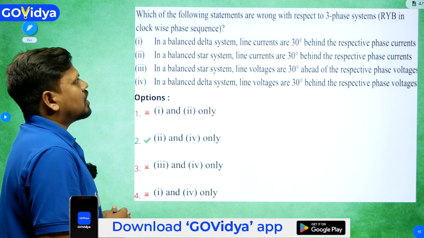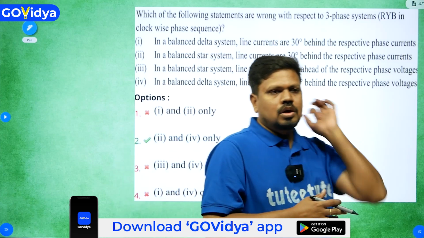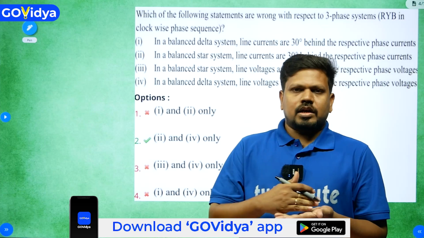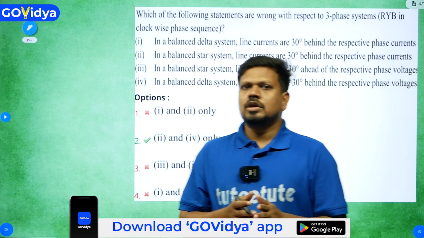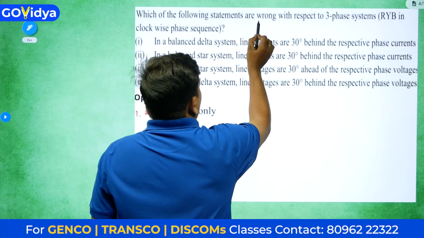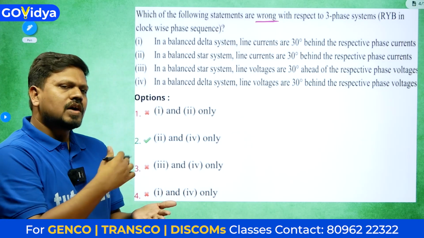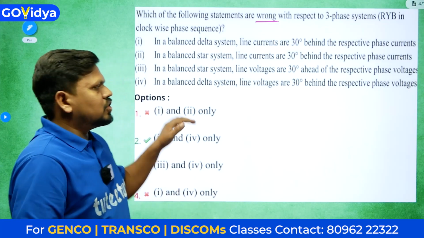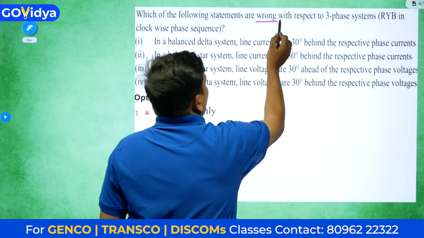Which of the following statements are wrong with respect to three-phase systems? I want to tell you one thing about this question. Whenever there are statement-type questions, or questions where true or three options are correct, immediately you need to see what they are asking. I think many students have made mistakes in this one. Which of the following statements are wrong? Whenever you see this, immediately put it in your scribble pad, or if it is an offline exam, underline that. Either they are asking for wrong or correct, otherwise you will definitely make a mistake, a blunder. Here they are asking about wrong.